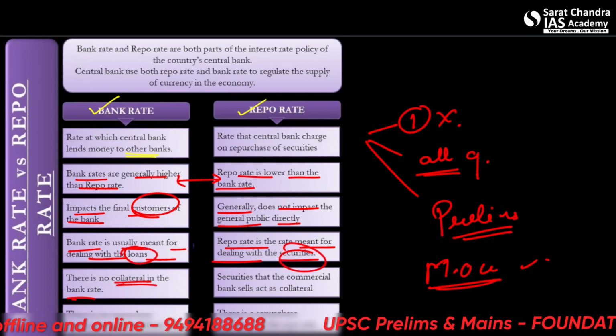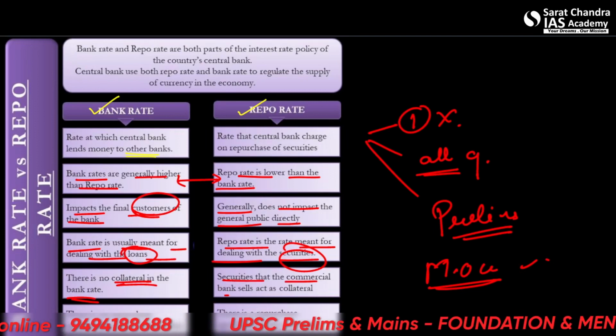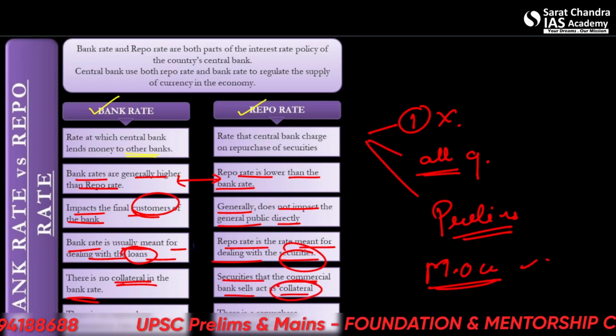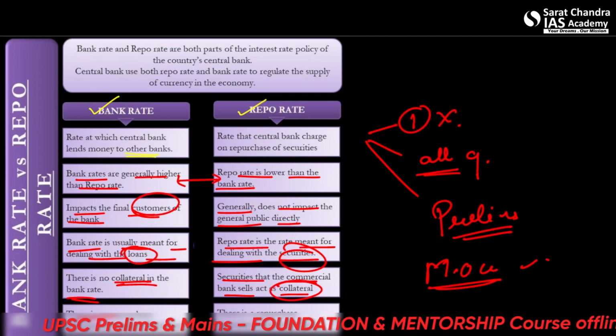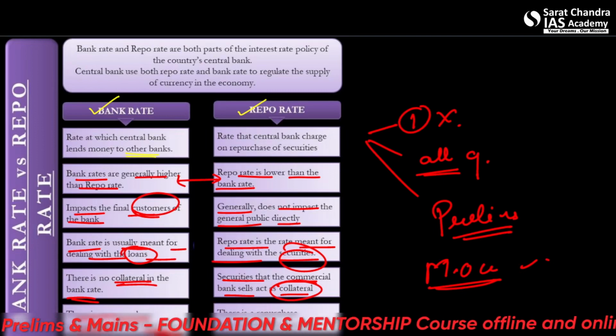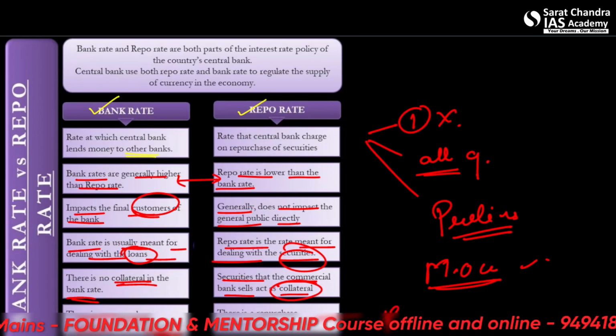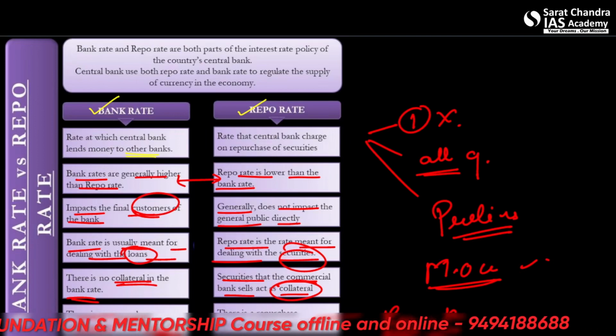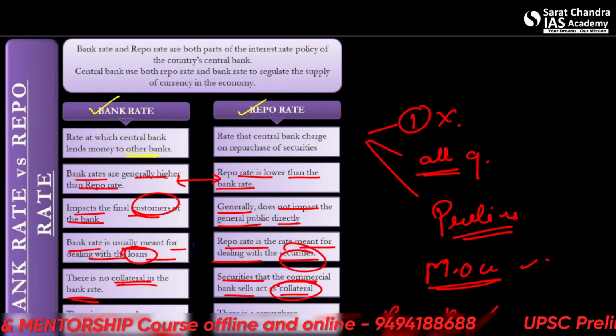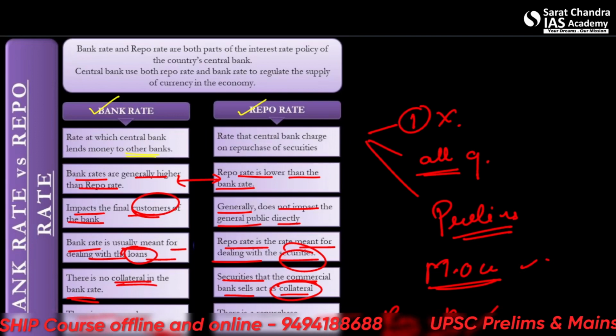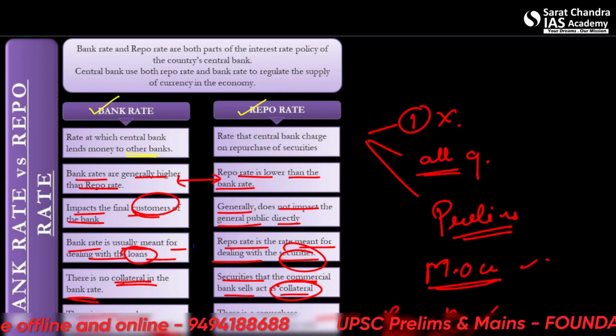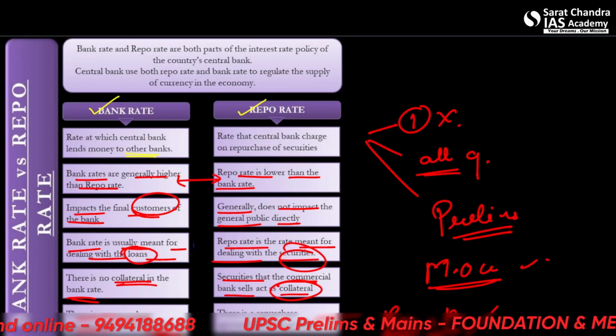There's no collateral in the bank rate. And in the repo rate, securities that the commercial bank sells are used as collateral. And there's no repurchase agreement in the bank rate. But repo rate comes with a reverse repo rate. Okay, the repurchase agreement. Bank rate usually determines the long-term lending rate in the economy. The repo rate is short-term.